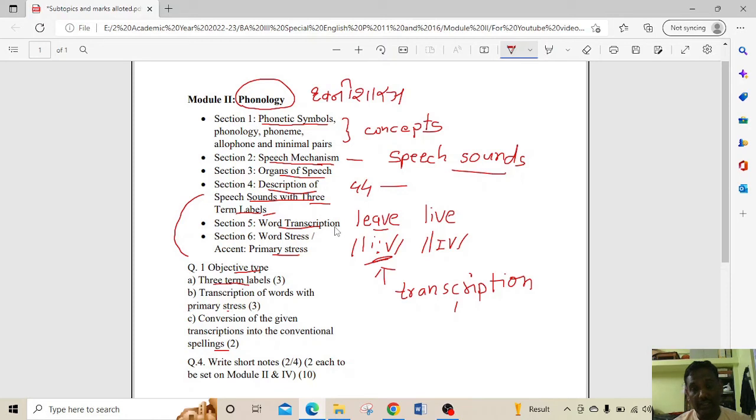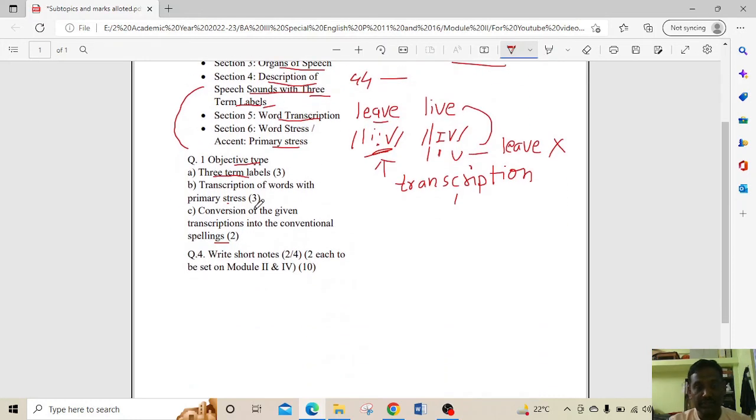If the sounds l, e, v are given in the examination, and you spell these group of 3 sounds as leave, your answer will be wrong. You have to write live. So this is spelling, so reverse. So this question is based on the reverse frame. Then you have short notes on the module 2nd and 4.